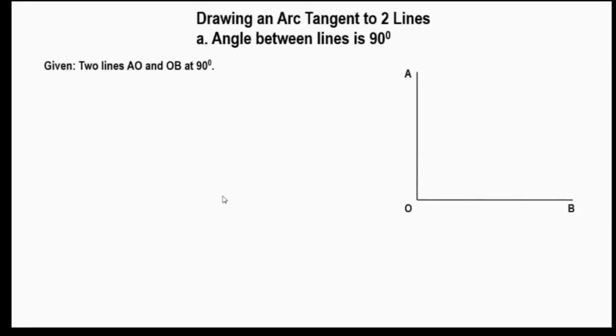Drawing an arc tangent to two lines, and the angle between the lines is 90 degrees. So we have two lines AO and OB at 90 degrees, and we have to draw an arc such that these two lines are tangent to that arc.